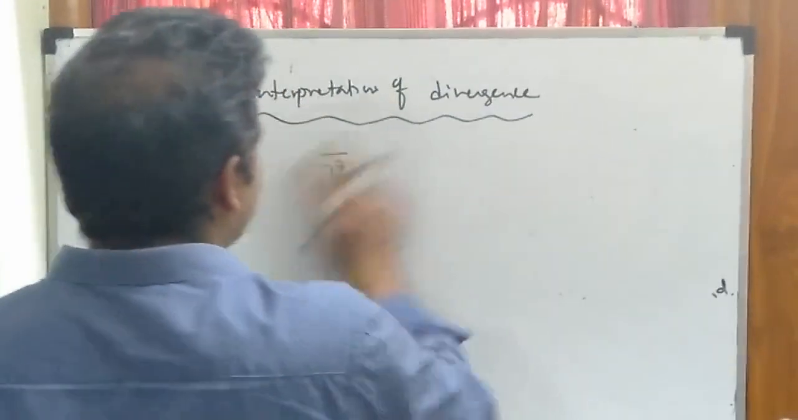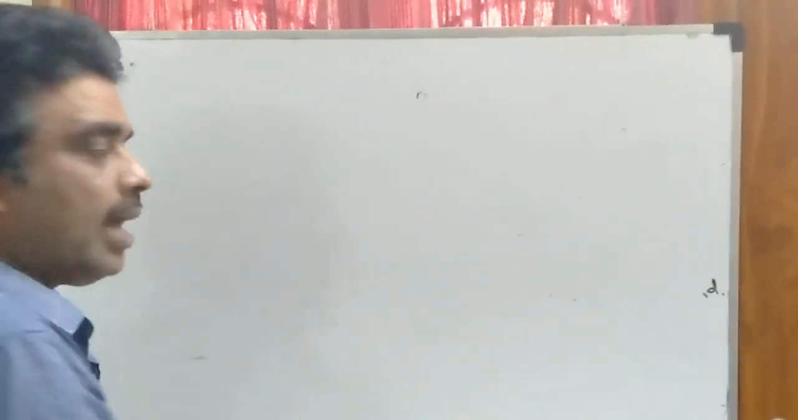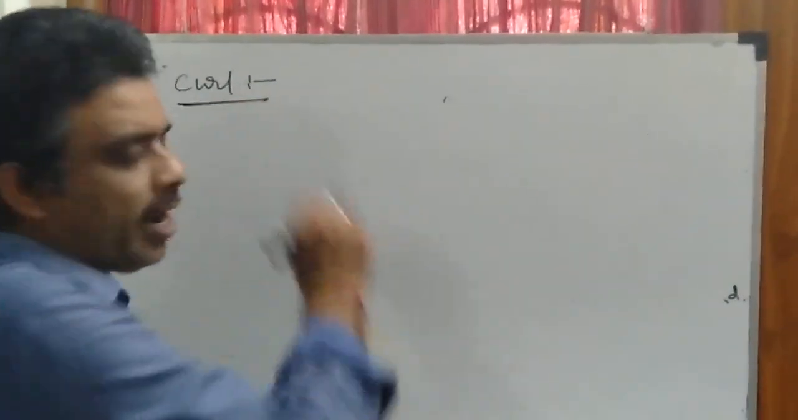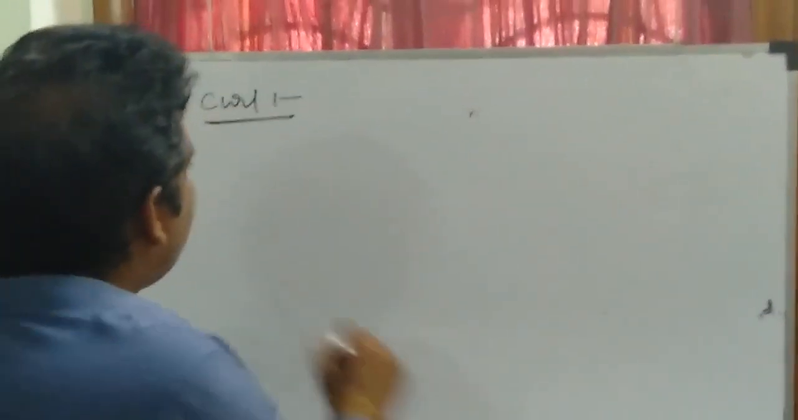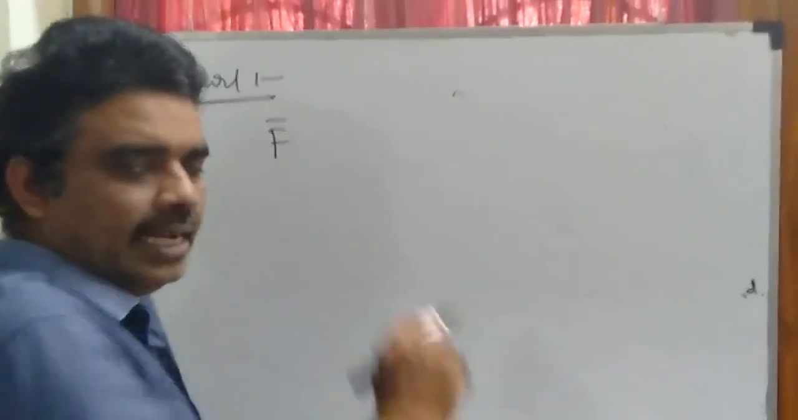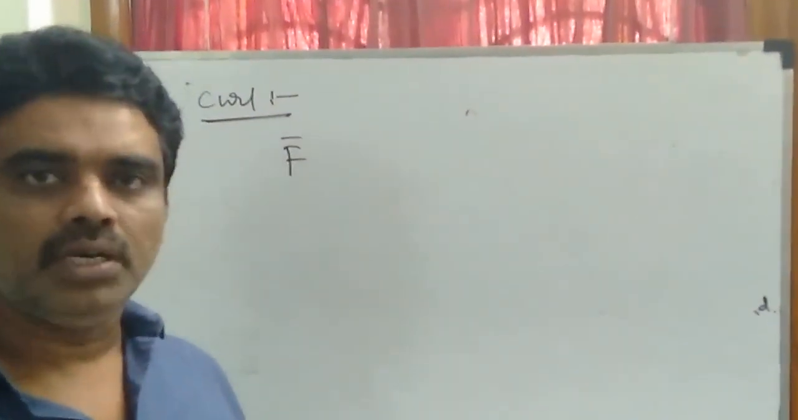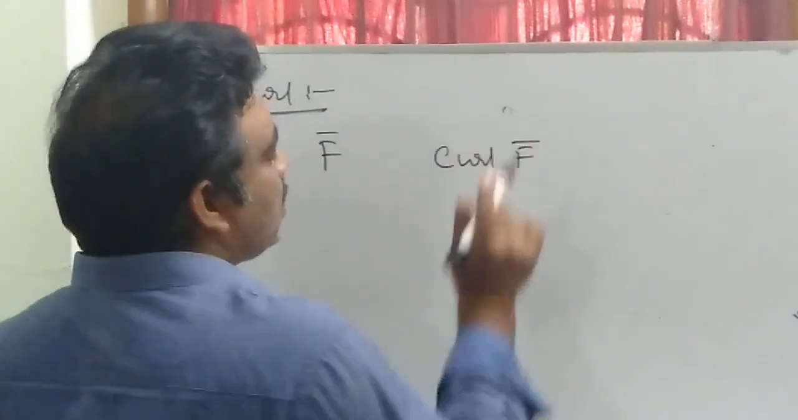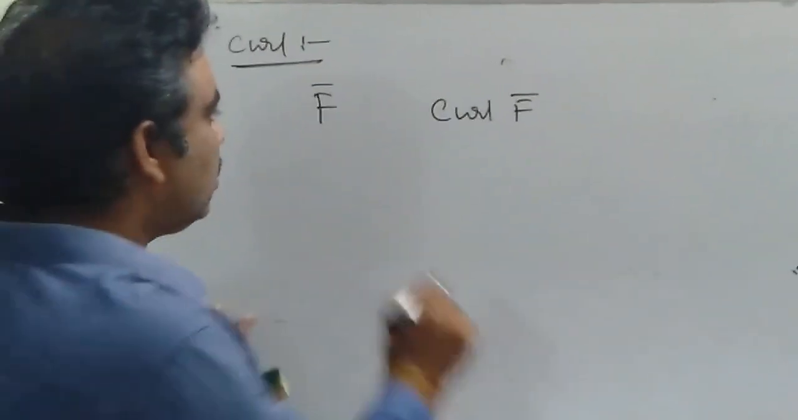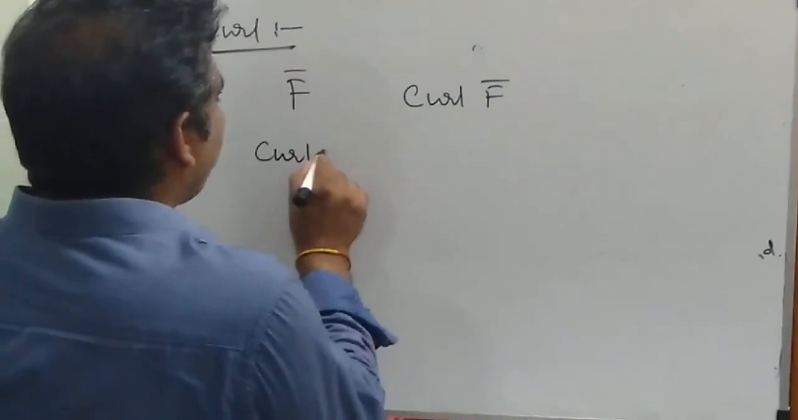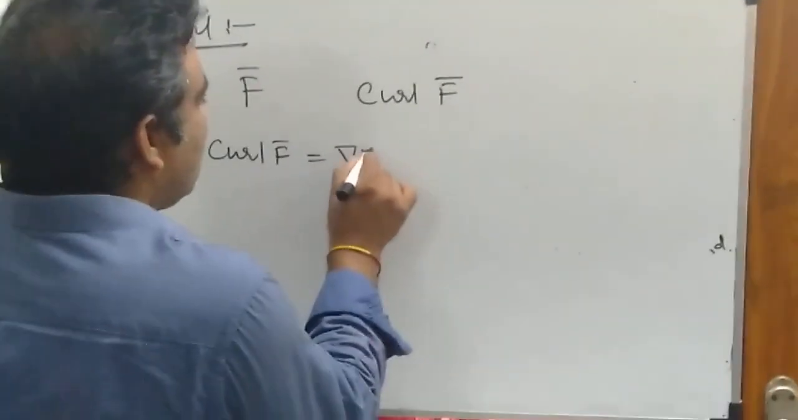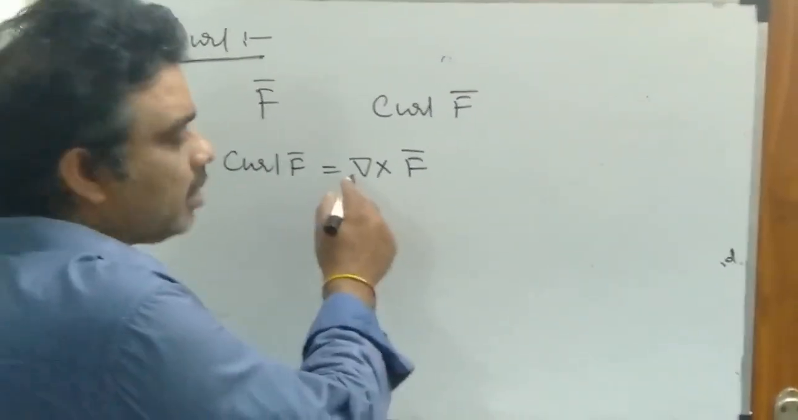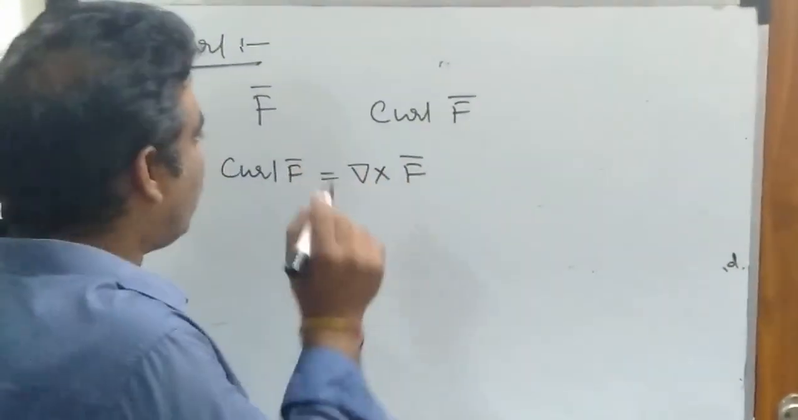Next, the next topic is curl. Curl of a vector point function. Similarly, let f bar be any differentiable vector point function, then curl f bar is denoted by curl f bar, and it is defined as curl f bar is equal to del cross f bar. Del is the differential operator, cross product with the vector f bar.